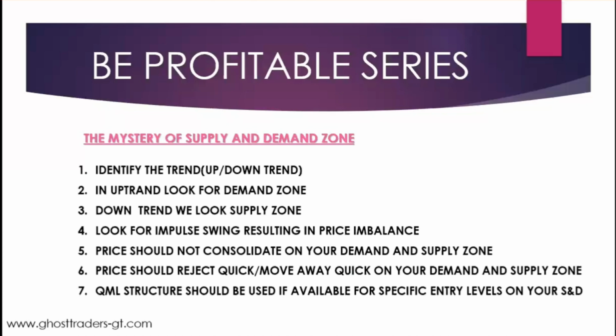Also we need to be looking for a QML structure. You can use it if you have your QML at your demand and supply zones, because most of the time you identify your demand and supply zones and also find a QML at the same area. It makes things easy for you. It makes that level to be trusted as your demand or supply zone, because you have 2 or 3 things confirming the same thing. You have your QML, you have your demand zone, so you have 2 things confirming the same thing, which will make that level the most trusted level.